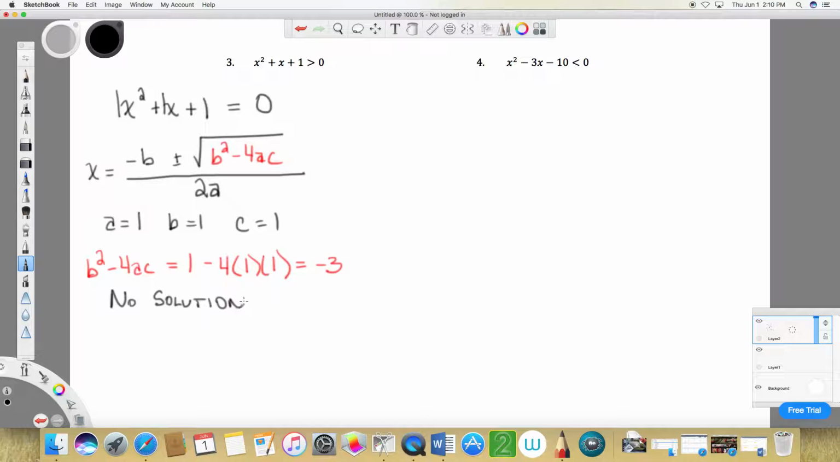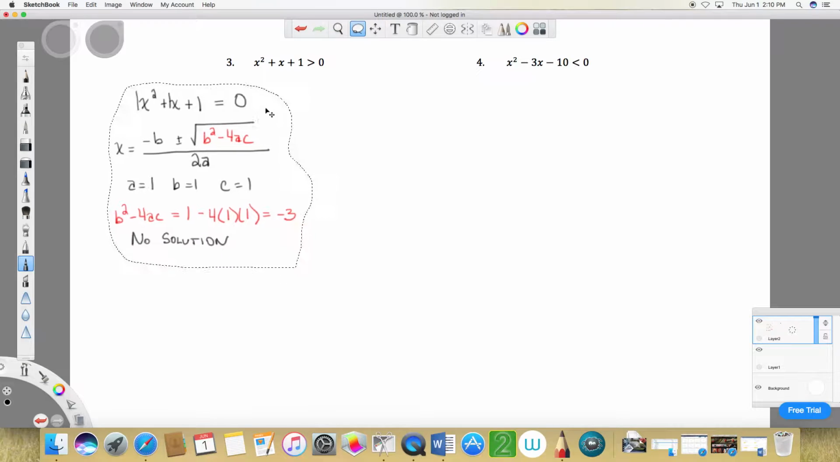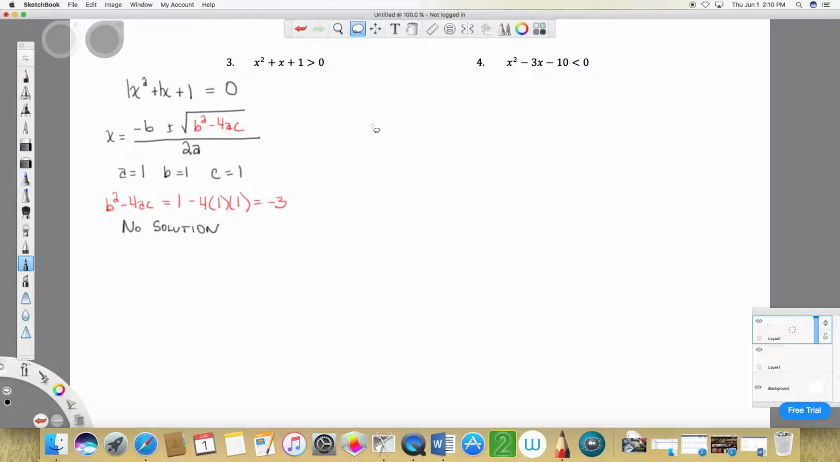But I have to be careful. That's not my final answer for this problem. I have to interpret what that means in terms of a graph of a parabola. Remember that x squared plus x plus 1 is a parabola. And we know what the graph looks like. We know that parabolas are U-shaped that either open upward or downward, depending upon whether a is positive or negative.